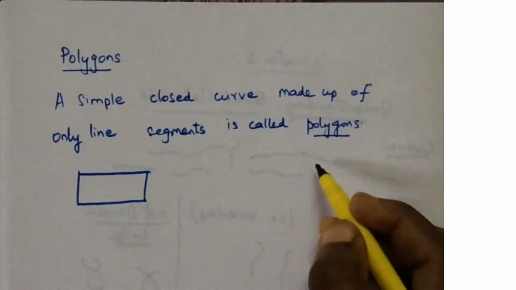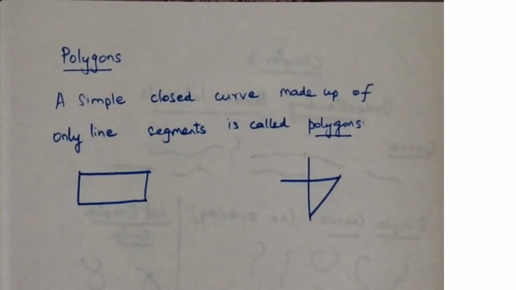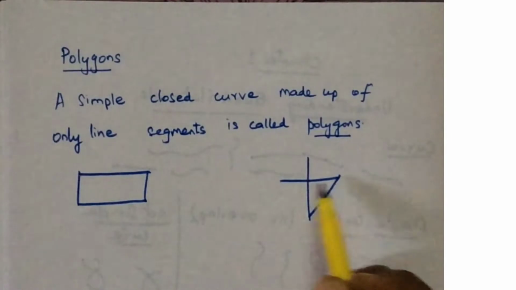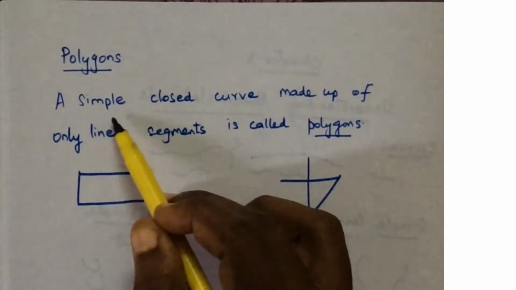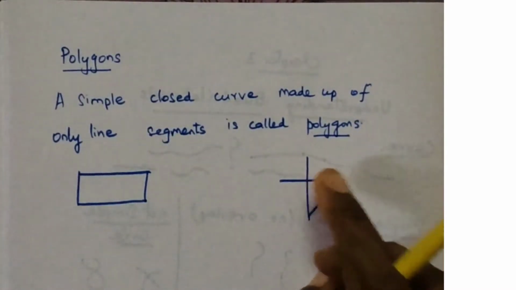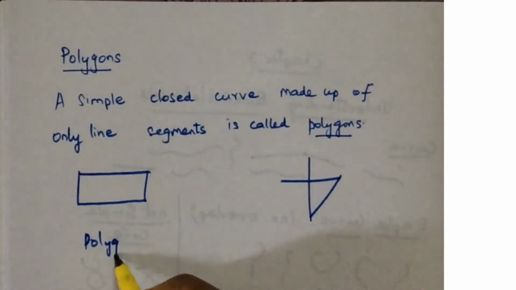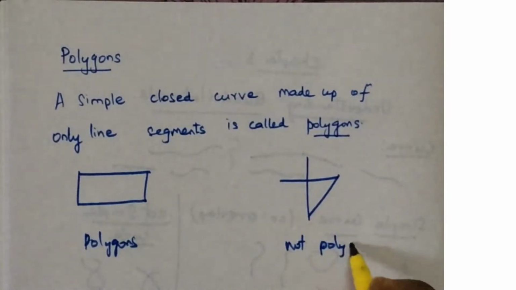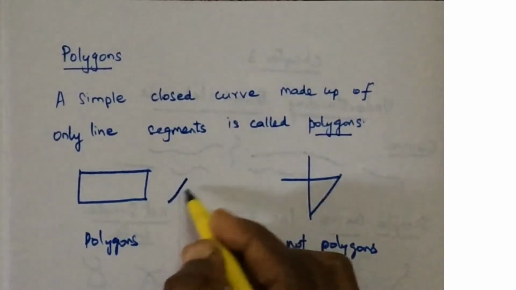Now I will draw something, some figure like this. You see here this figure is made up of only line segments, but it is not a simple closed curve. There is an overlap here. So this is not a polygon. These are examples of polygons. These are not polygons. You can draw many figures.